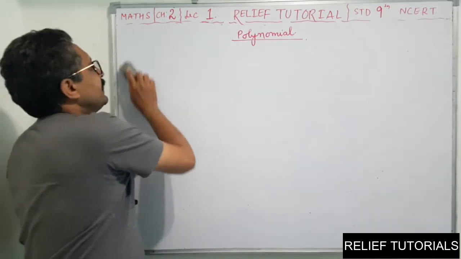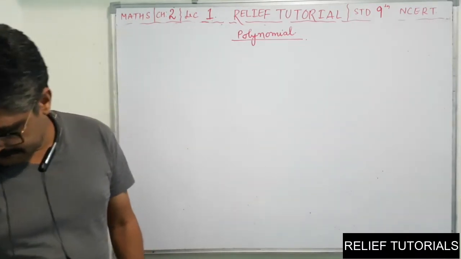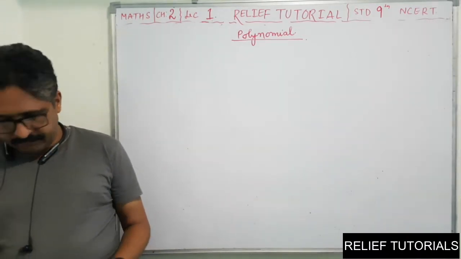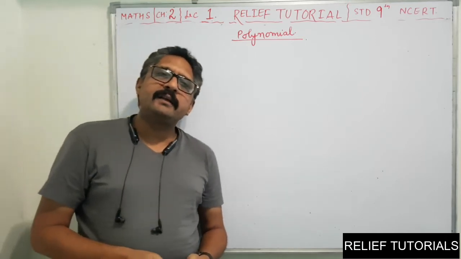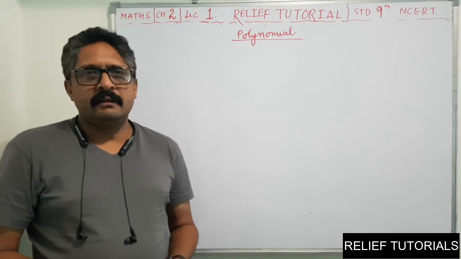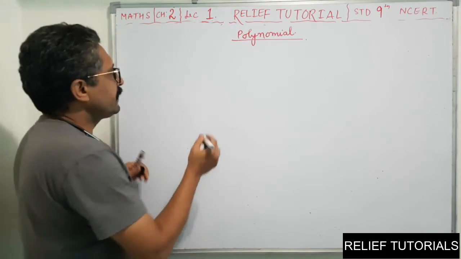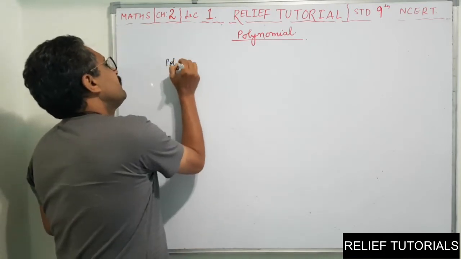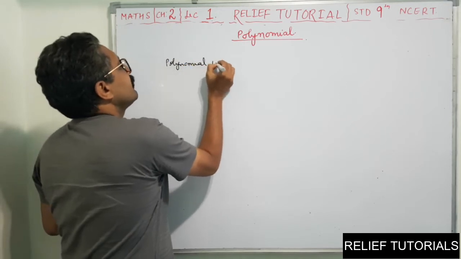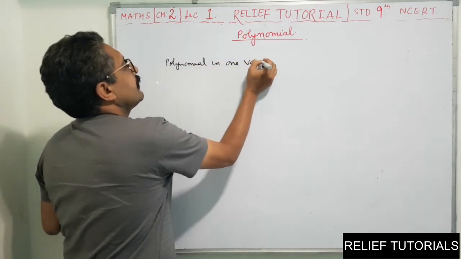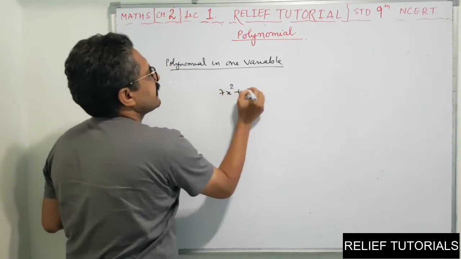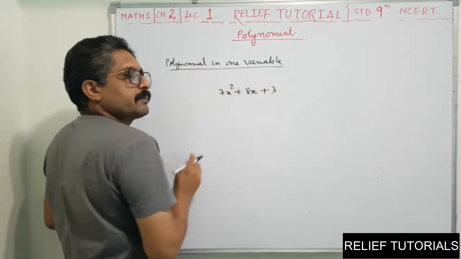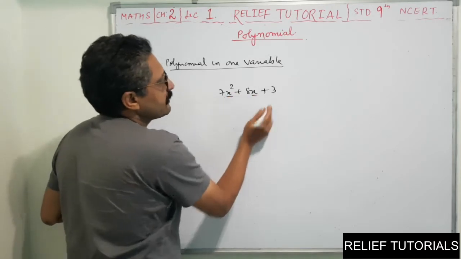Now we'll discuss polynomial in one variable. A polynomial having a single variable is called a polynomial in one variable. See, 7x square plus 8x plus 3 is a polynomial in one variable. Why? Because there is only one variable.